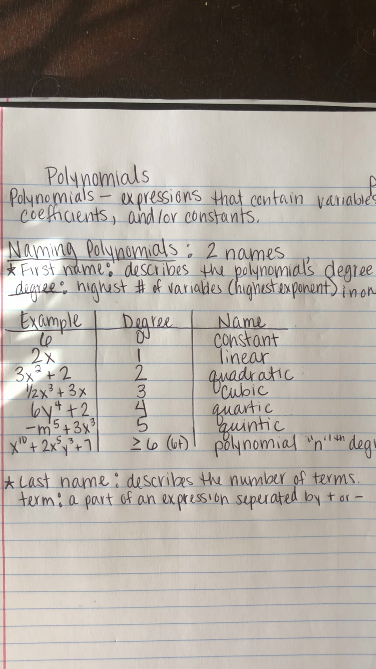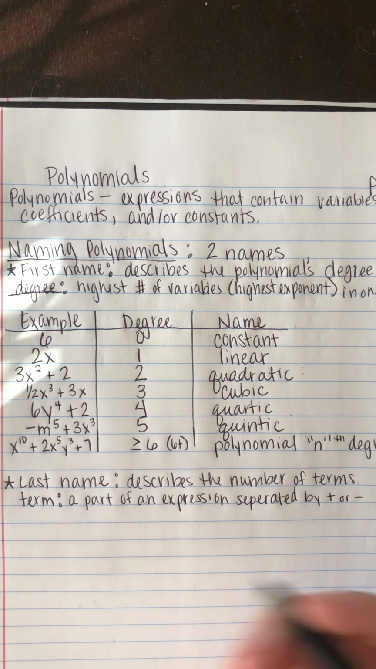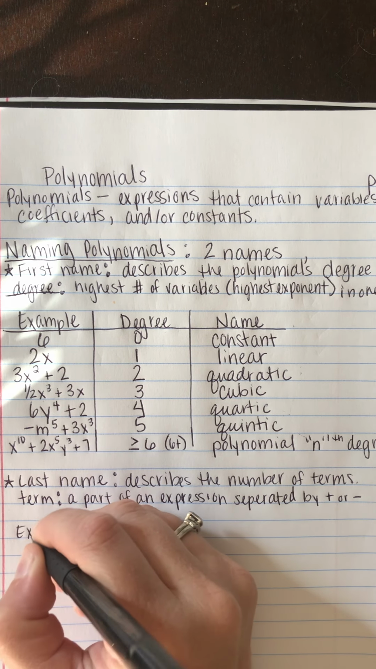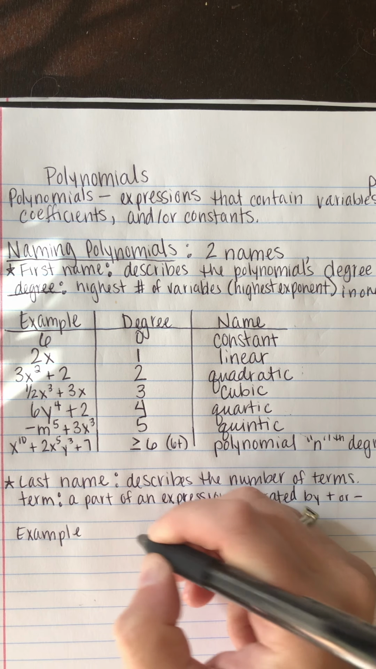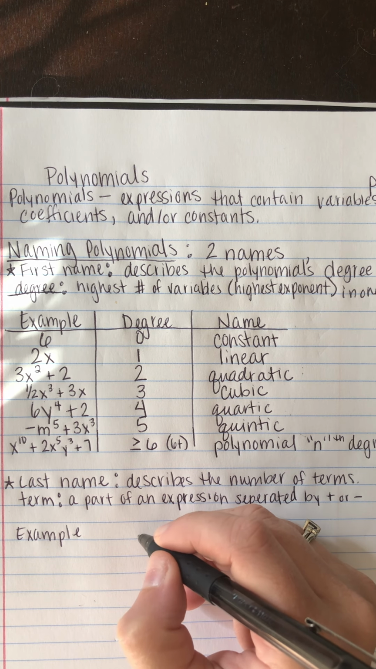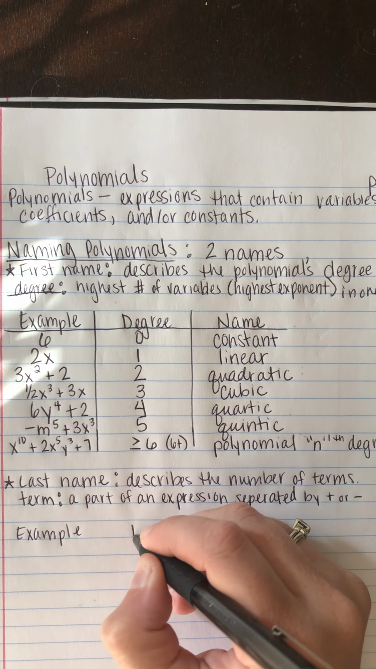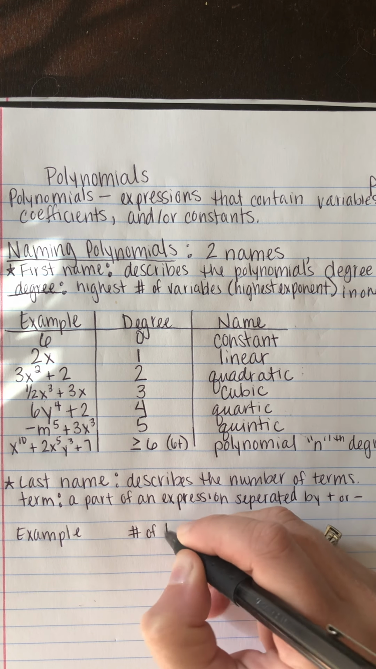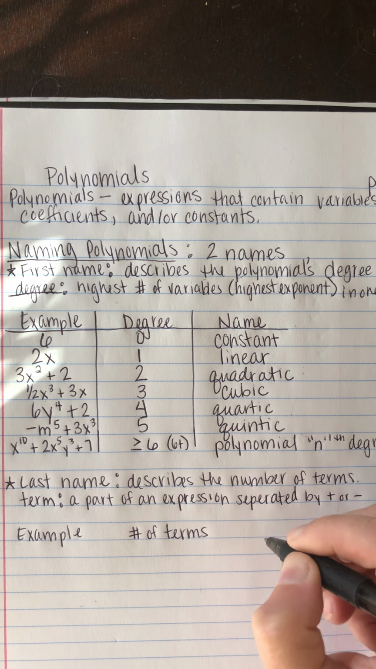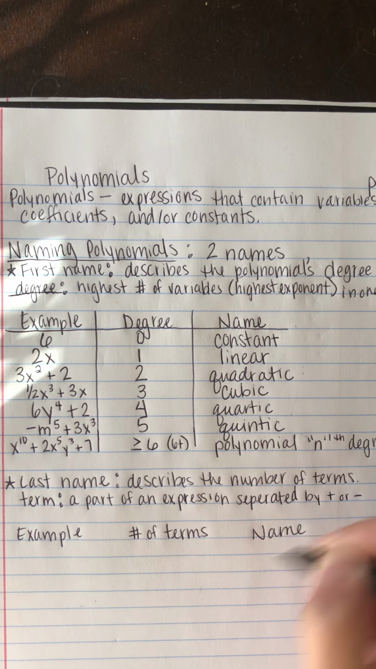All right. We're going to do the same kind of thing. We're going to talk about a table here. So we're going to do an example. We're going to do the terms, so the number of terms, and the name.